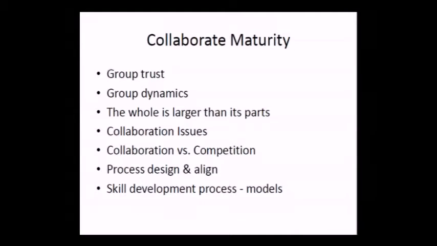So how do we achieve maturity in collaboration? The first and foremost thing is group trust. Hey, we covered this, didn't we? We covered this in our trust dimension. So how do we establish that group trust? Respecting each other, listening to each other, trying to complement each other's strengths and weaknesses, creating synergy and all that. So what else? Group dynamics. What is group dynamics? Group dynamics is nothing but energy levels. The energy level of the entire group is much higher than the energy level of a single individual member. So it is like the whole is larger than its parts.